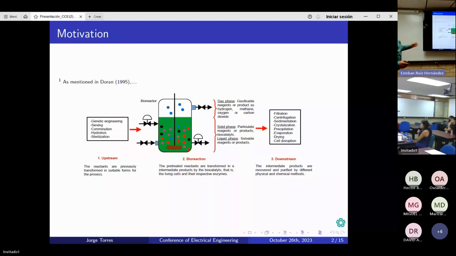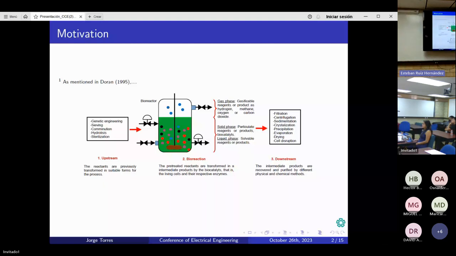So, what is a bioprocess? A bioprocess is a very complex process where a bioreactor is a main important part. A bioreactor is a closed tank containing living cells and reactants in order to produce something. One example of this is alcoholic distillation. Another is wastewater treatment, etc. So we will concentrate on this part.